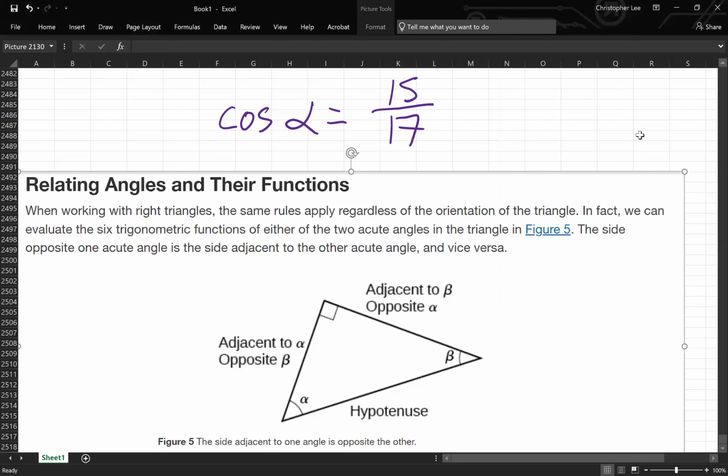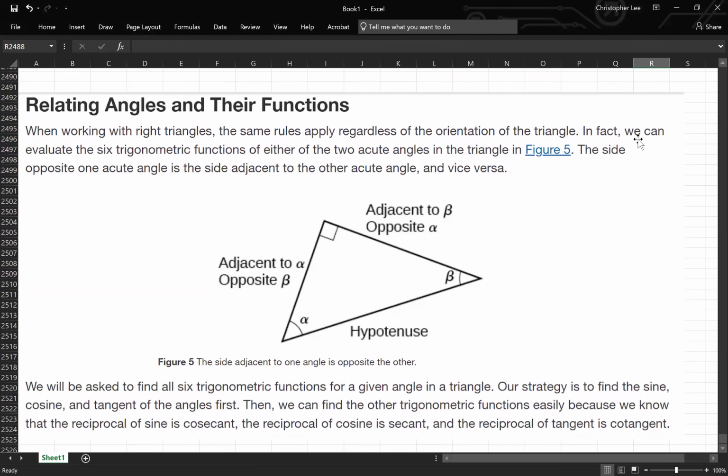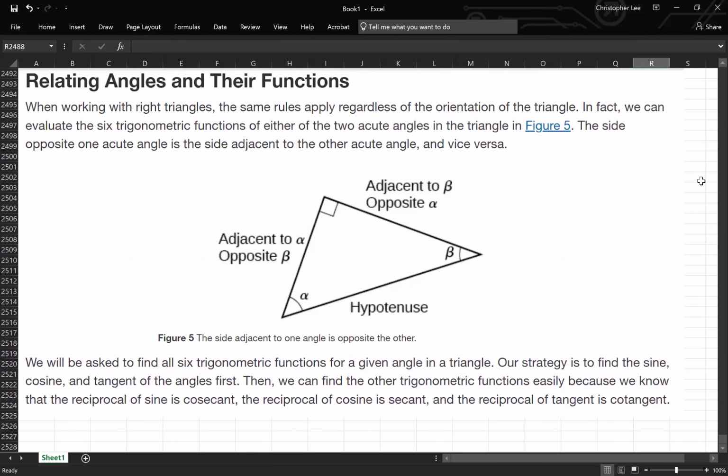All right, so relating angles and their functions. When working with right triangles, the same rules apply regardless of the orientation of the triangle. In fact, we can evaluate the 6 trigonometric functions of either of the 2 acute angles in the triangle in figure 5, right? The side opposite one acute angle is the side adjacent to the other acute angle and vice versa, all right? So here we go.